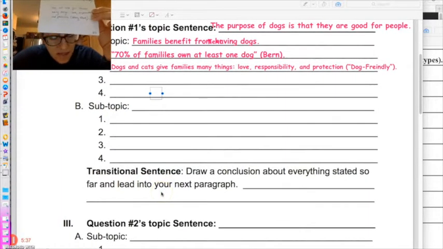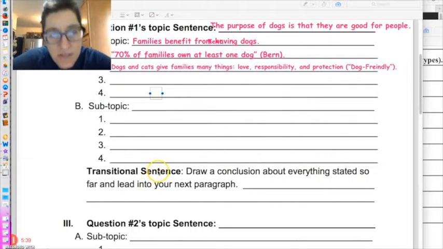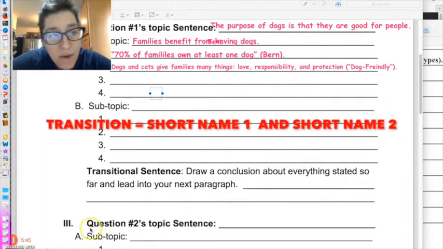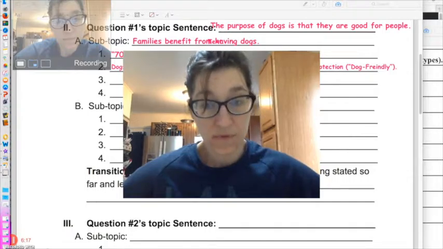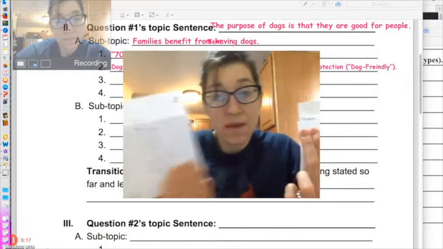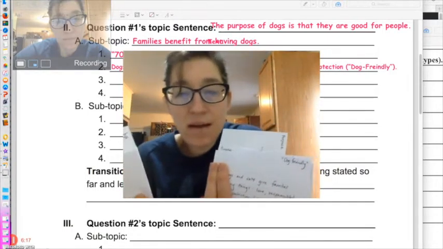The next thing you want to worry about, we can do subtopic and the next note cards. The next thing you want to worry about is this transitional sentence. Draw a conclusion about everything stated so far and lead into your next paragraph. So let me show you how to do this. To do this, you need to take a look at your note card piles. The big ones, not the tiny ones.